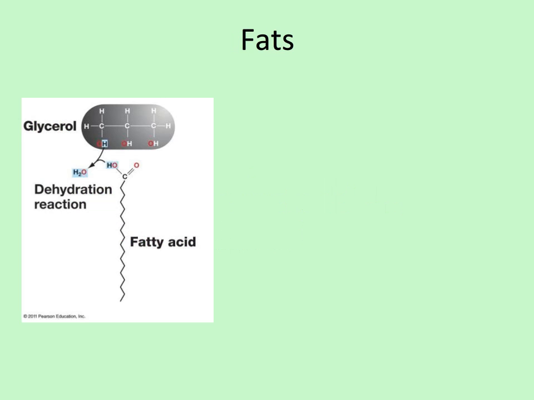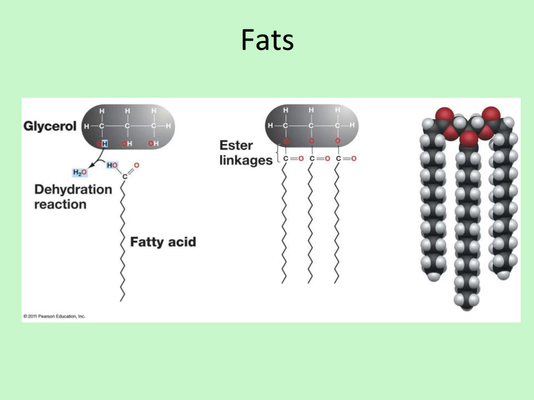As you can see, the fatty acids are added to the glycerol by a condensation or dehydration reaction. 3 fatty acid tails are added to the glycerol, so 3 water molecules are removed to form these bonds. And while the bonds created are covalent bonds, as in any condensation reaction, these are specifically called ester linkages.